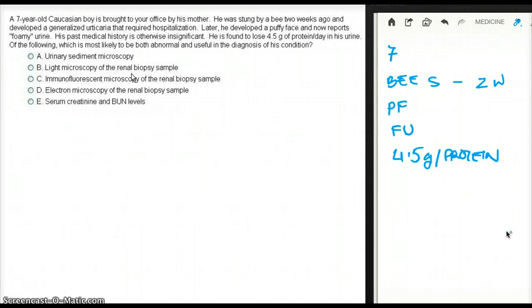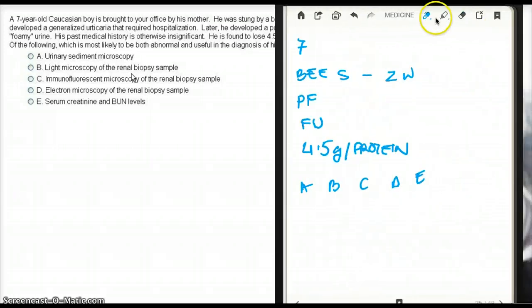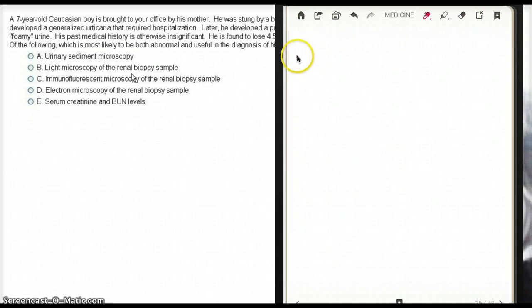Okay, moving on. Now let's look at some of the options that we have here. Option A says urinary sediment microscopy. What kind of histology are we going to see in minimal change disease? I thought I'll discuss it later, but it begs to be discussed here. What are we going to see in light microscopy? In electron microscopy? In immunofluorescence? Light microscopy is going to be normal. We're not going to see anything.